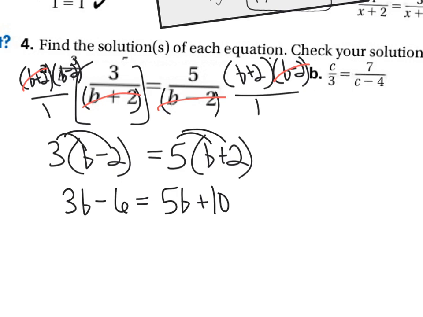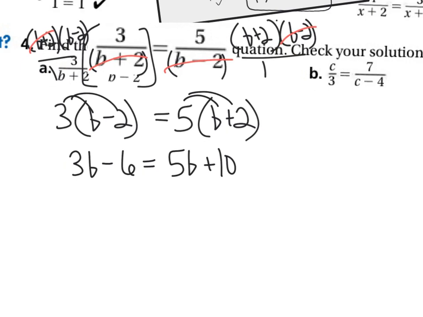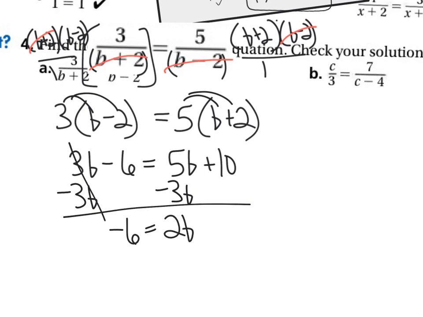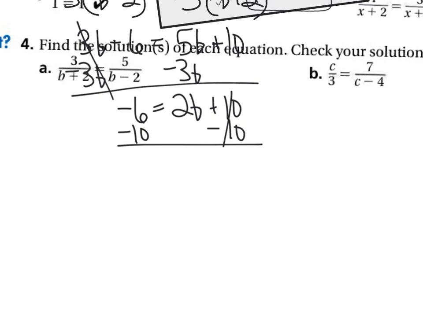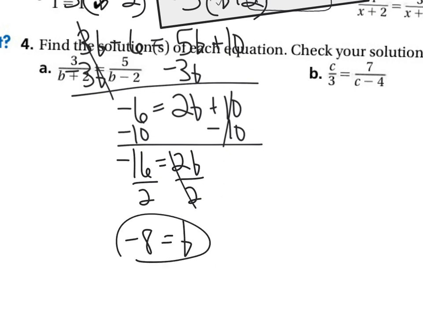At this point we can try to get our variable on one side. If you get rid of the smaller coefficient variable, that will keep things positive. Then we can go ahead and subtract 10 on both sides to get the variable by itself, and then they're multiplying, so we divide by 2. And b equals negative 8.